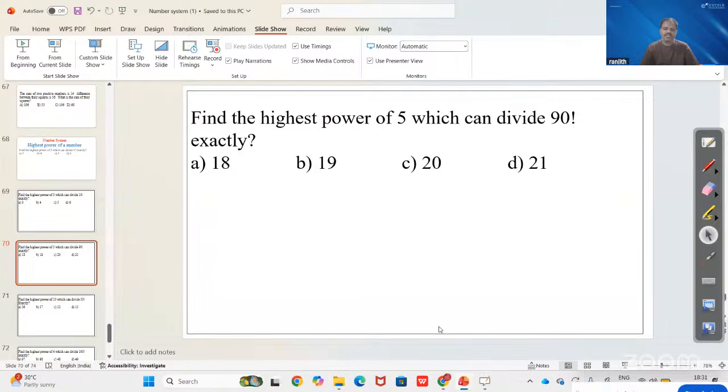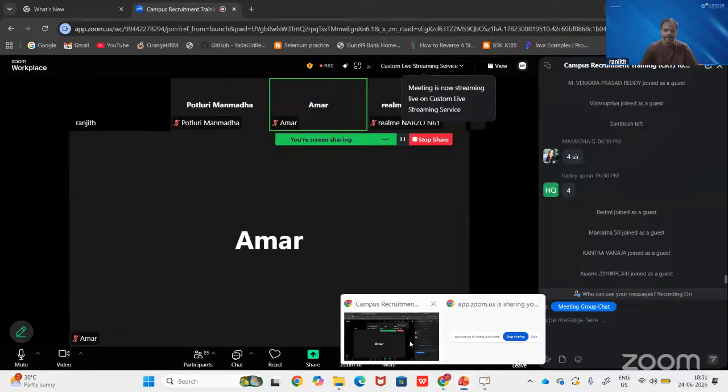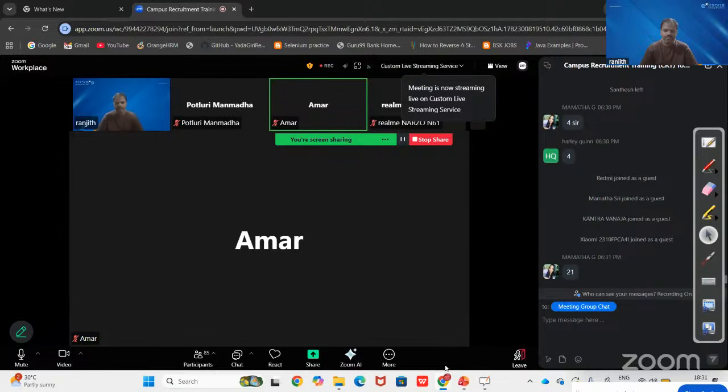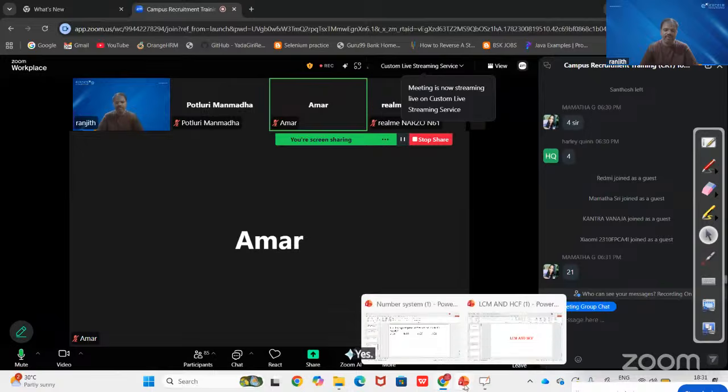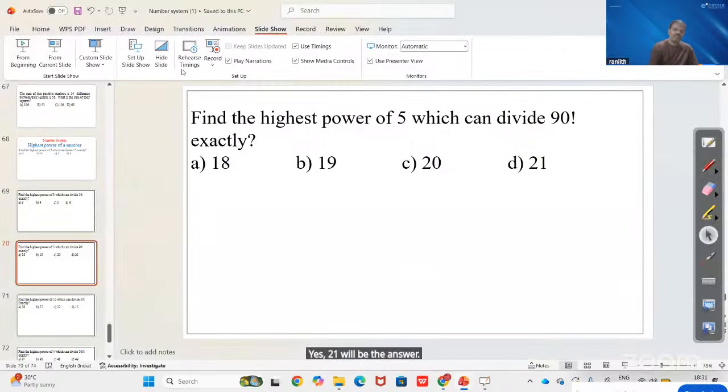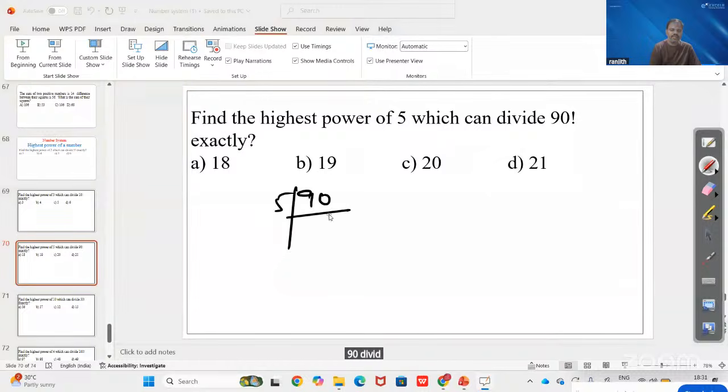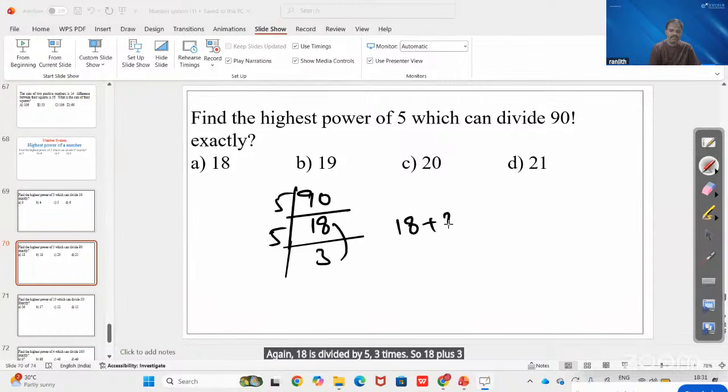So what is the answer? Yes, 21 will be the answer. So when we divide 90 by 5, 18 will be the quotient. Again 18 is divided by 5, 3 times. So 18 plus 3 is equal to 21. So the answer will be 21.